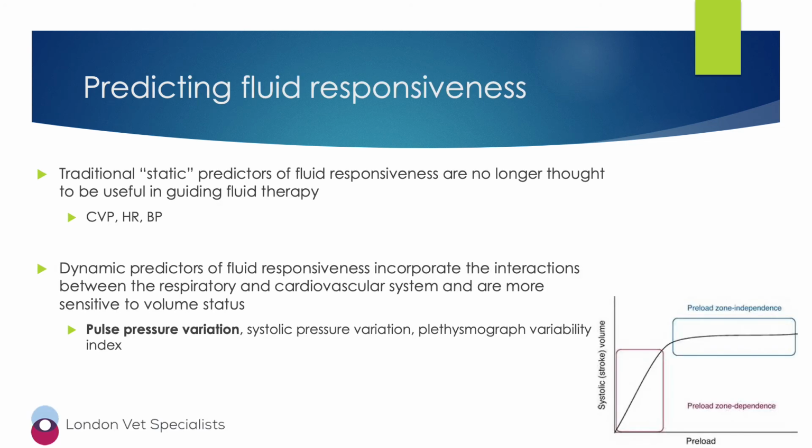In terms of predicting fluid responsiveness, we can use heart rate and blood pressure, but they tend to be very poor predictors of fluid responsiveness. So instead, with arterial catheterization and mechanical ventilation, we have more sensitive ways, such as pulse pressure variation, which are able to detect whether a fluid bolus is likely to improve this patient's cardiovascular system, because giving too much fluid is often as detrimental as not giving enough.